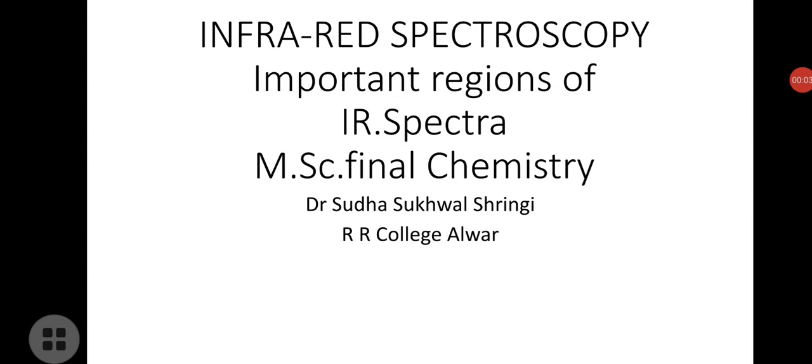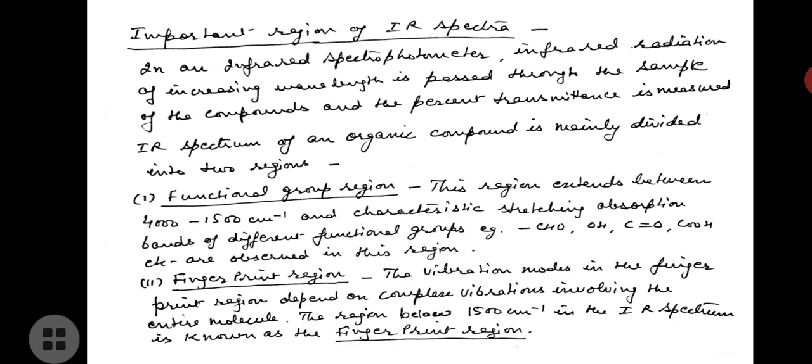Welcome students. Today we will be discussing the important regions of IR spectra and how we can easily interpret an infrared spectrum. So let us begin with the important regions of IR spectra. In an infrared spectrophotometer, infrared radiations of increasing wavelength is passed through the sample of the compound and the percent transmittance is measured. In our previous video lecture, we have seen the working of an IR spectrophotometer.